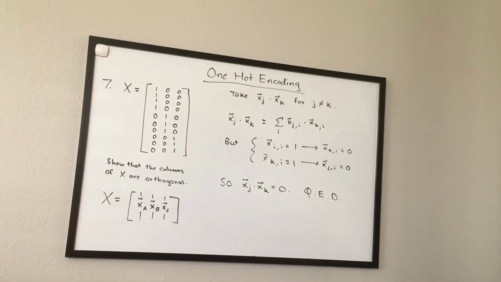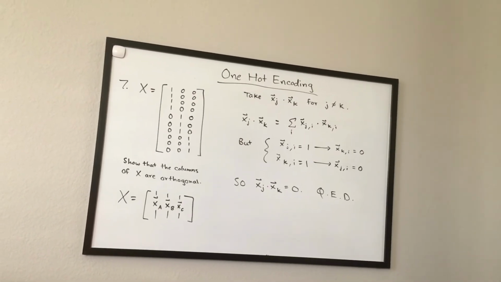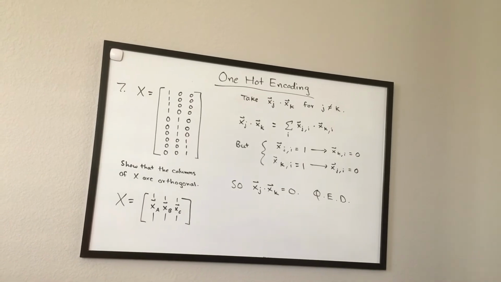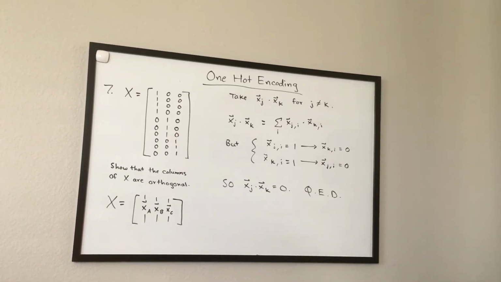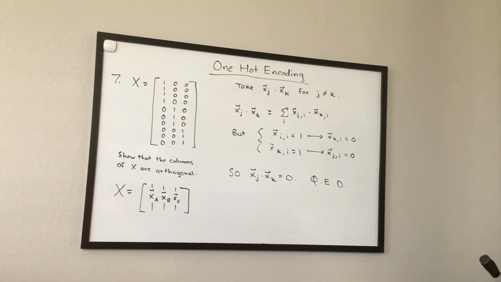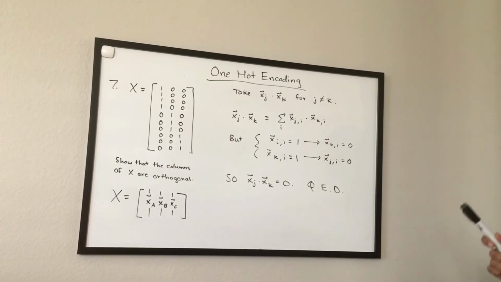Why is that? Because this is one-hot encoding. If we know that one of the values in the ith row is 1, we automatically know that the rest of the values in that row are 0.